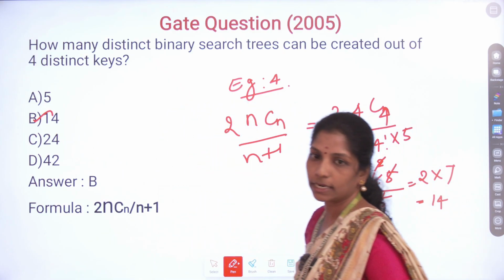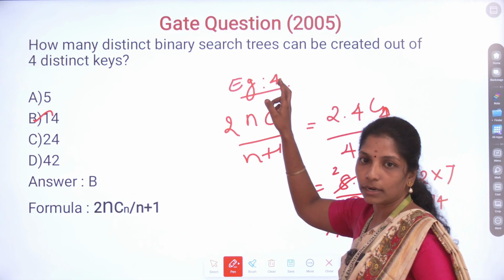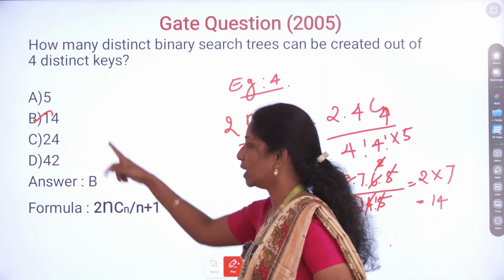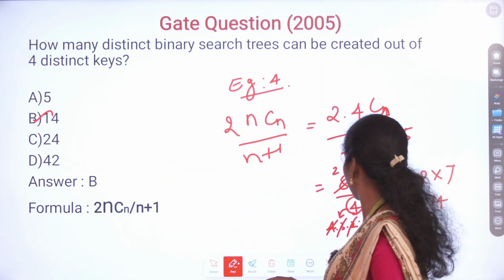Option B, 14 is the answer. So instead of drawing trees, we can simply apply this formula and we are able to find the answer.